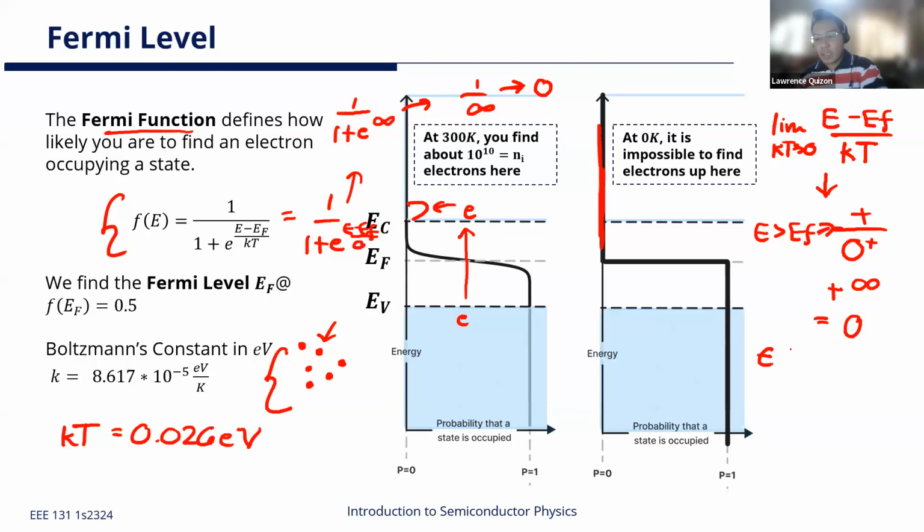Then, at E less than EF, no? Then that means negative on top over 0 plus, no? Approaching 0 from the positive side. Then this would be negative infinity, right? Meaning that this would be 1 plus e to the minus infinity, which is 0, no? So it's 1 over 1 equals 1, no? And we get this part, right?